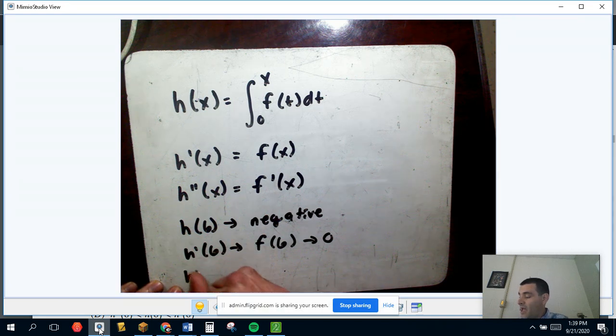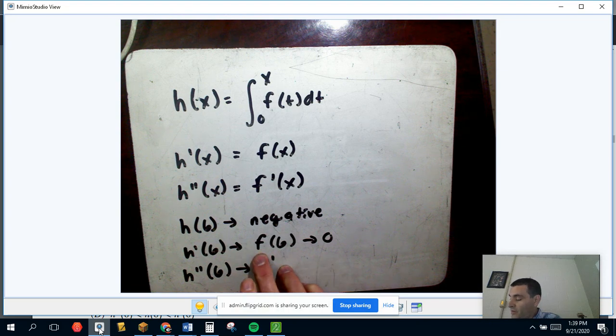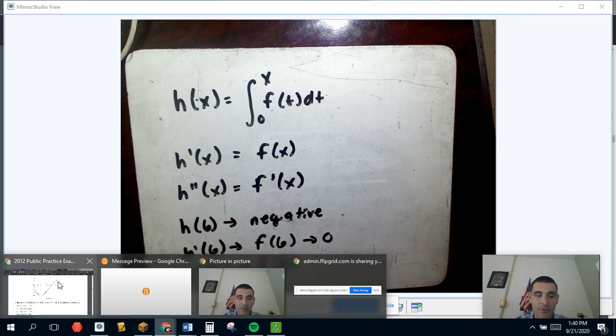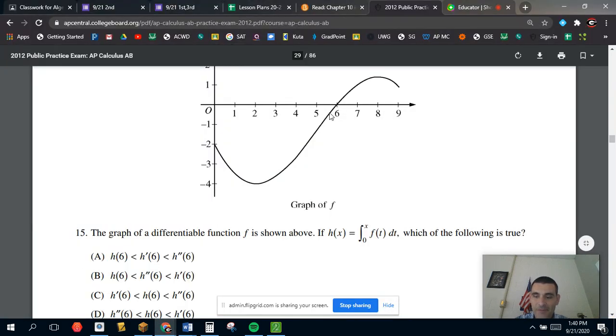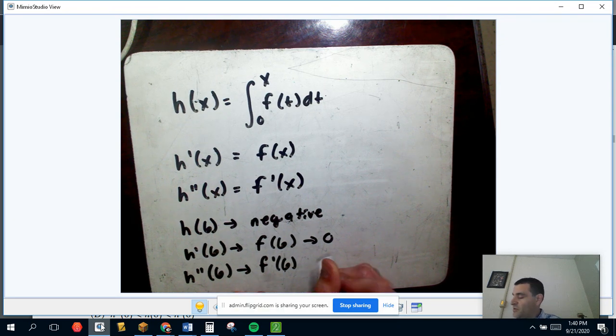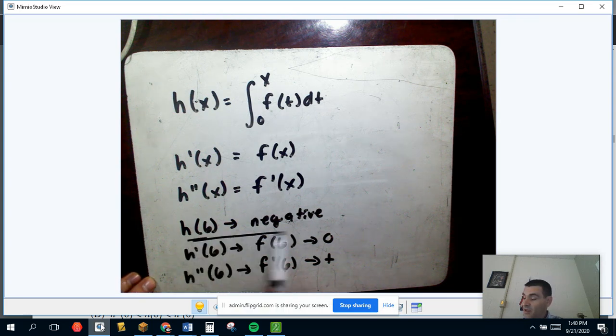Okay. What about h double prime of 6? Well, that would be equivalent to f prime of 6, according to this. All right. So the first derivative when x is 6, going back one more time, clearly we have a positive slope here. It's an increase in function, so this can be a positive number. Okay, remember derivative from a graph would be the sign of the slope. So this is positive. So putting these in order, this is the smallest because it's negative. This will be in the middle because it's 0.